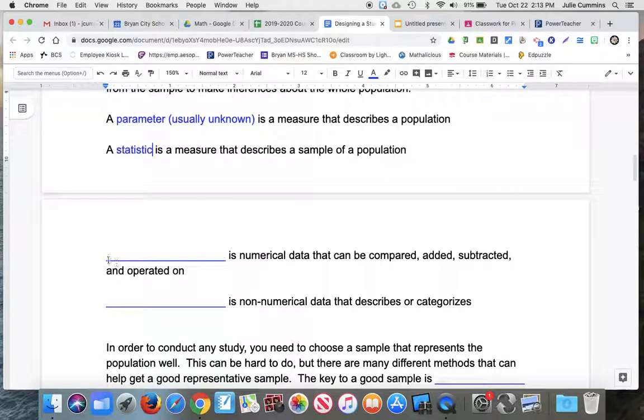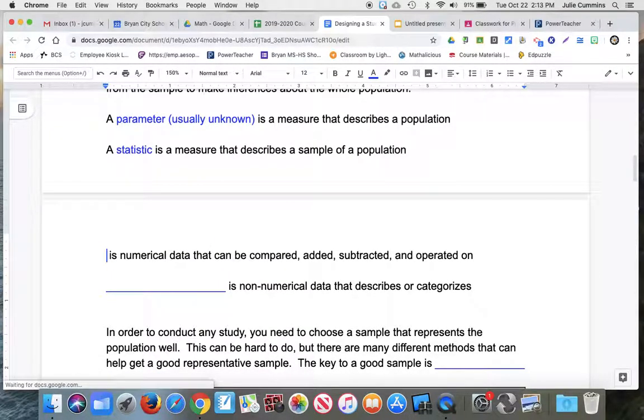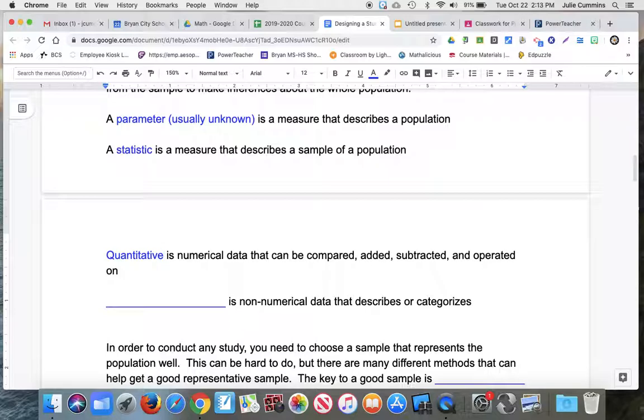Our last two terms here is quantitative. That's hard to type and say at the same time. Quantitative data is numerical data that can be compared, added, subtracted, and operated on. So things like age, height, the number of pets you own, those types of things, numerical data.